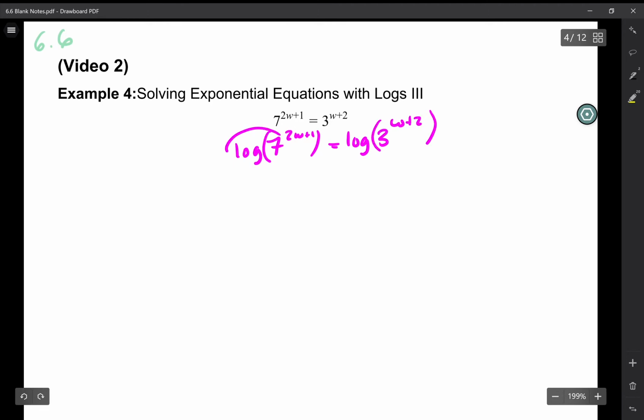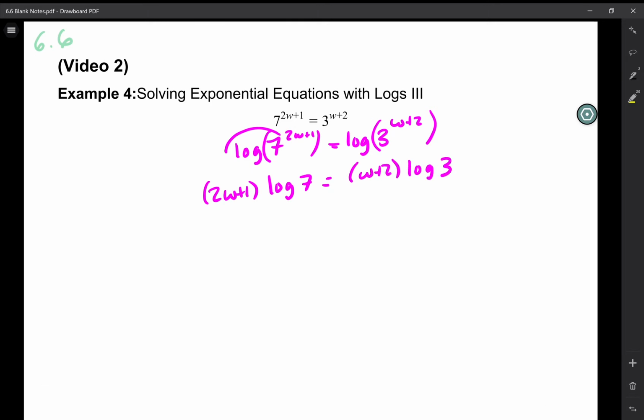Using my exponent property, this becomes (2w plus 1) times log 7 equals (w plus 2) times log 3. And be sure to use your parentheses there so you make sure you're multiplying all of 2w plus 1 times log of 7. Remember, log 7 and log 3 are just numbers. If it was just 7, you would multiply 7 through by 2w plus 1 and then get all the w's to one side and all the numbers to the other.